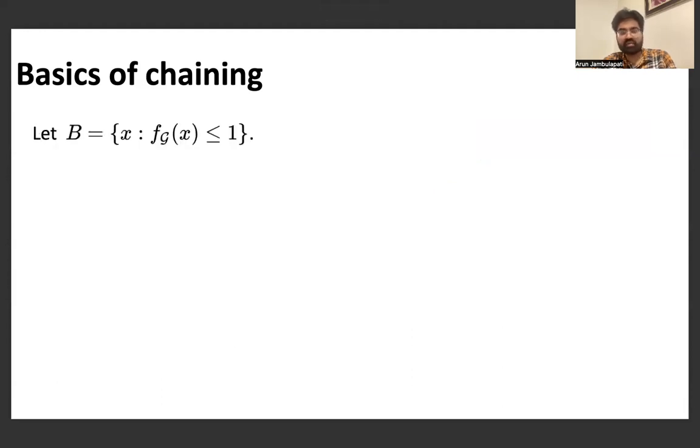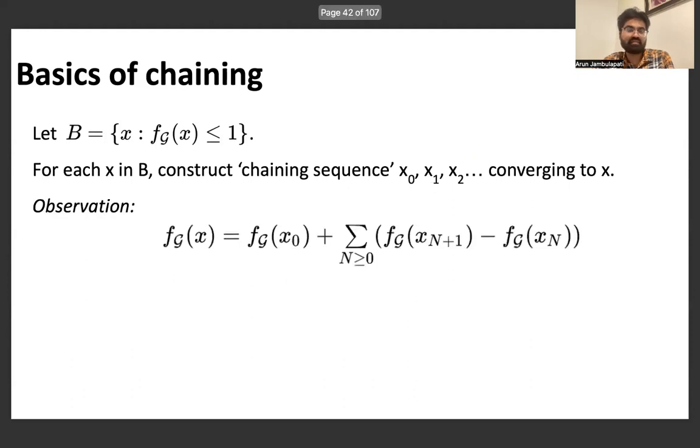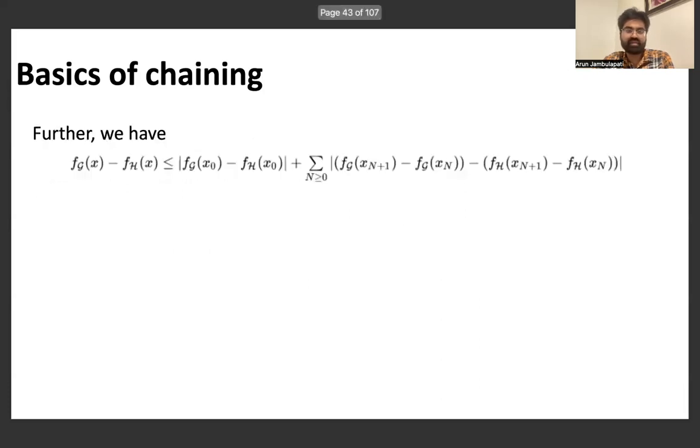So for this, we'll define a little bit more notation. Let B be the set of all points which have hypergraph energy less than 1. And what we'll do is for any point in B, we're going to construct a so-called chaining sequence, x_0, x_1, x_2, etc., converging to x. The key observation is that given a chaining sequence, we can write the original hypergraph energy as the following telescoping sum. Leveraging this, we can bound the error in sampling, this difference in hypergraph energies in G and H, as the following by the triangle inequality.